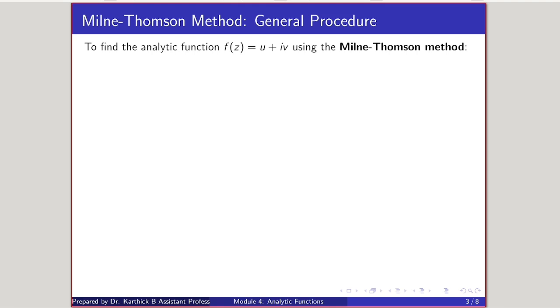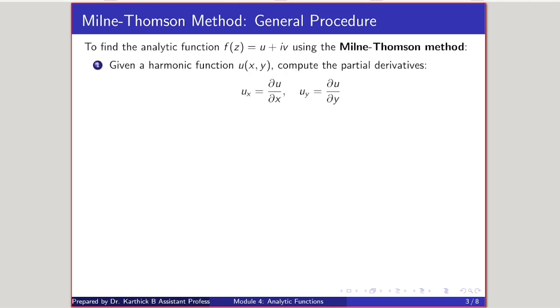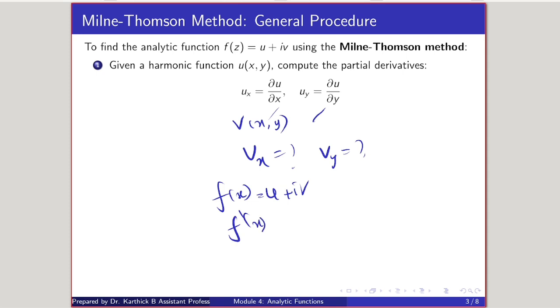To find an analytic function or a harmonic conjugate, we can use the Milne-Thomson method. The first step: if they have given u, you have to differentiate u with respect to x and y. If they have given v, the imaginary part, we have to find vx and vy. After finding this, we know that f(z) will be u plus iv. Then f dash of z, with respect to x, will be ux plus ivx.